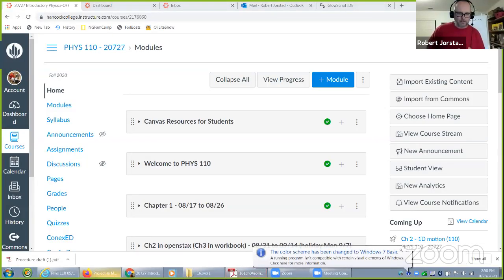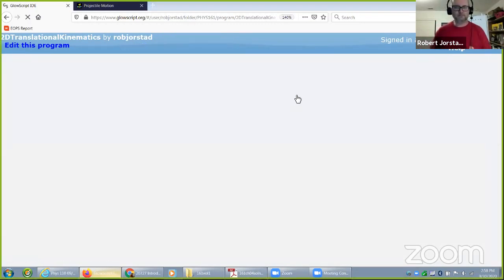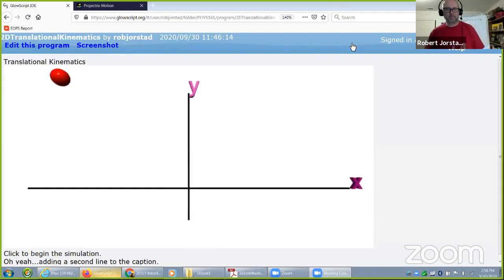All right, let's go to a quick screen share. Not that one. Let's go to this one. Whoops, that's a 2D motion. How about this one? Here we go. Let's check this out. Give it a second here.